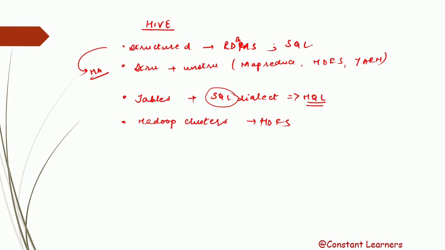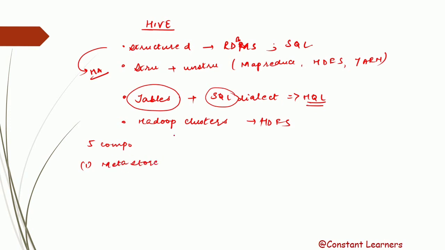Now Hive architecture has 5 components. The first one is the metastore, which stores the metadata. Metadata means, as I told you, that Hive stores the data in the tabular format, so it needs to store the metadata about this tabular format. Let me write here the 5 components of Hive. First one is the metastore.